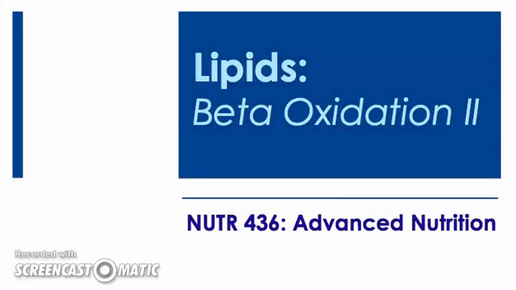Lipid metabolism, beta oxidation 2. This slide presentation will review the 4 steps of beta oxidation. As a reminder, this process occurs in the mitochondria, reducing a fatty acid chain by 2 carbons. The 2-carbon molecule cleaved is acetyl-CoA.